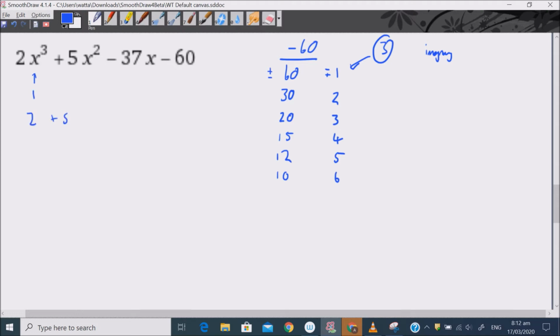So I'm just going to test them out. It's a bit of a long process, but if I try 1, it didn't work. I'm going to plug 2 in, see if that gives me a remainder of 0, which would be a factor. So if I plug 2 in, I get, nope, that doesn't work. I'll try negative 2, see if negative 2 works.